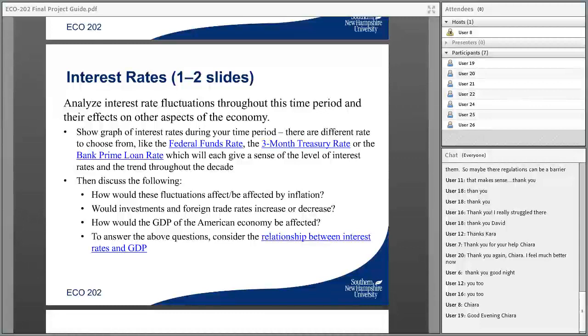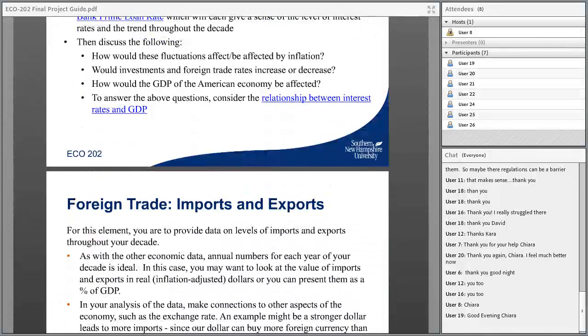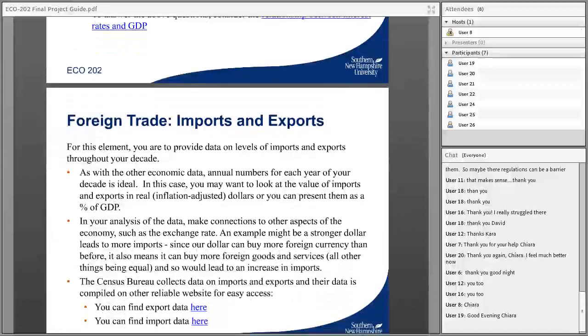To be exemplary here, you want to go beyond these 4 elements and explain how interest rates might have affected other aspects of the economy. So for example, if interest rates affected investment and foreign trade rates, then you can also go a step forward and, well, foreign trade rates can affect import and export. And then you can just relate those changes to the changes in our trade balance, to the changes in the exchange rates. And then you're going beyond the 4 elements that are listed in the rubric.